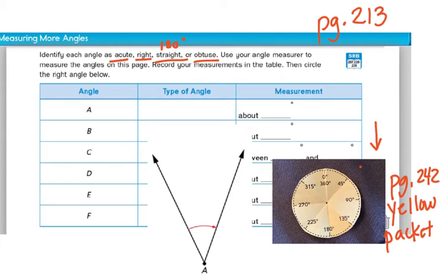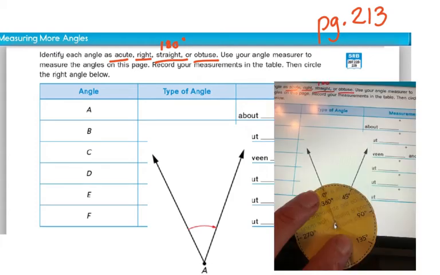All right, so mine kind of cuts off, but I am just looking at angle A. Yours is at the bottom of the page. So what we're going to do is begin by poking a hole in the center of your circular protractor, is what we call this, or an angle measurer for now.